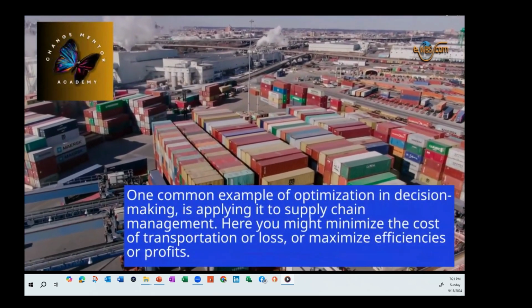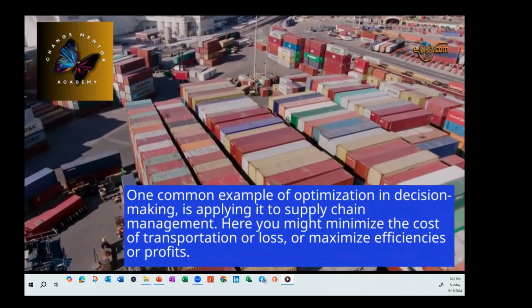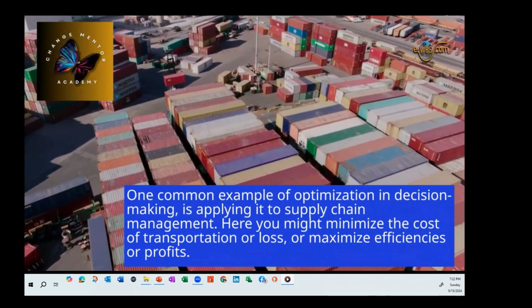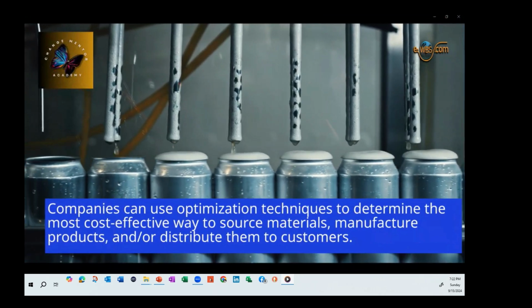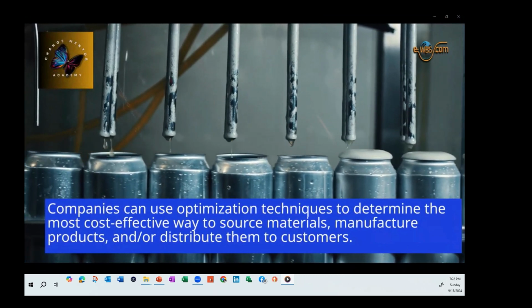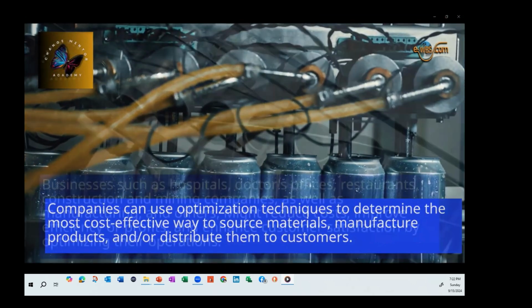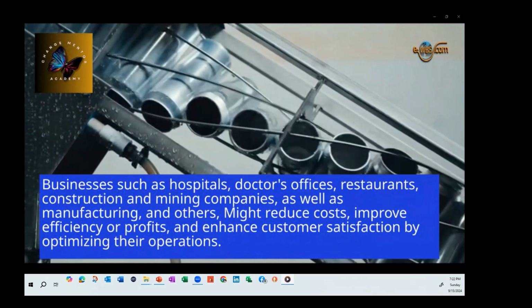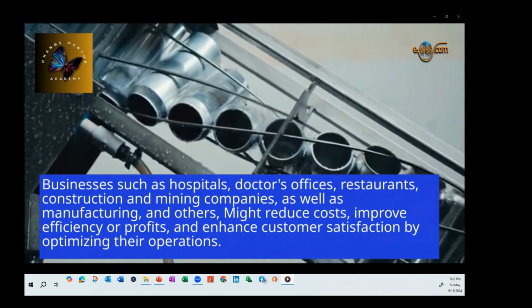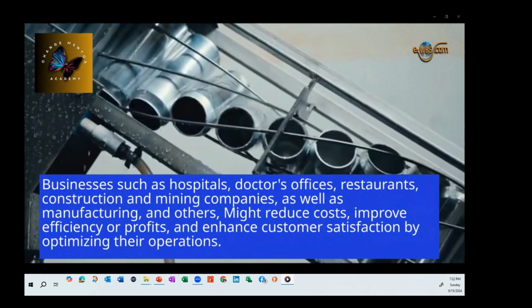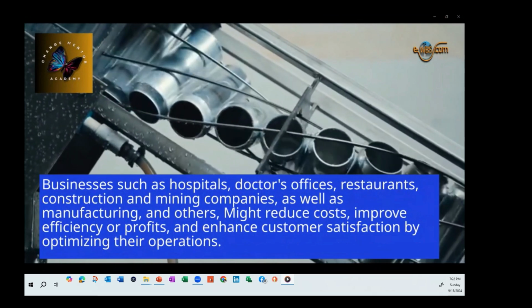One common example of optimization in decision-making is applying it to supply chain management. Here you might minimize the cost of transportation or loss, or maximize efficiencies or profits. Companies can use optimization techniques to determine the most cost-effective way to source materials, manufacture products, and/or distribute them to customers. Businesses such as hospitals, doctors' offices, restaurants, construction and mining companies, as well as manufacturing, and others, might reduce costs, improve efficiency or profits, and enhance customer satisfaction by optimizing their operations.